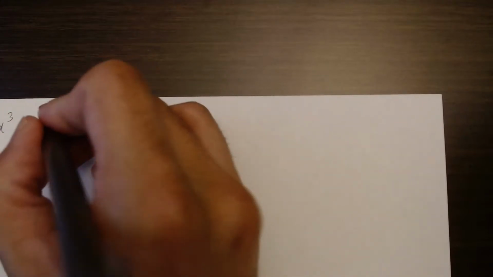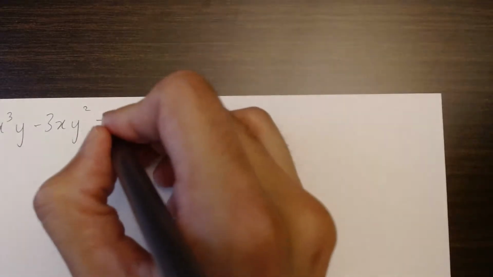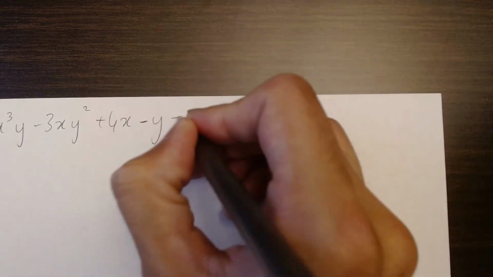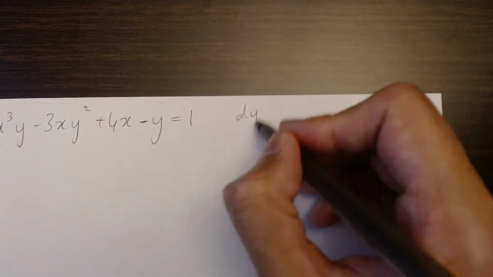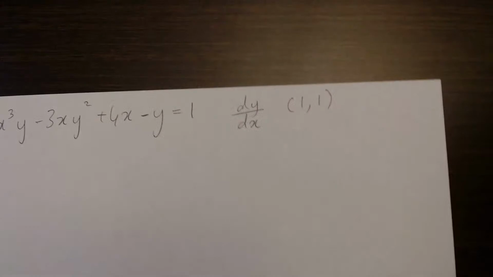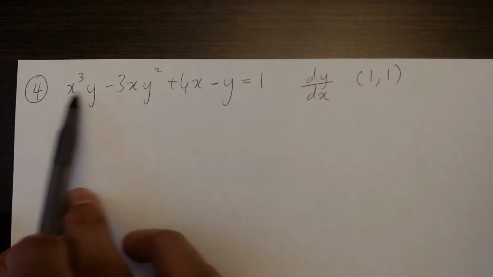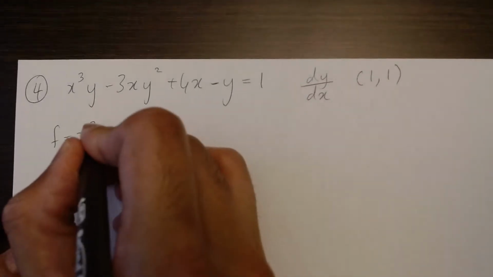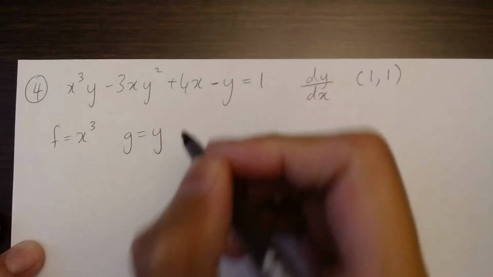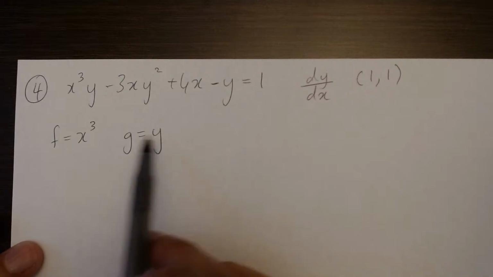Fourth question, we have an equation x cubed y minus 3x y squared plus 4x minus y equals 1, and we need to find dy over dx at 1 comma 1. So this is implicit differentiation. So I have two functions here, so I'm deriving with product rule. So f is equal to x cubed, g equals y. Remember, anytime you derive a y term, it turns into y prime with the chain rule.